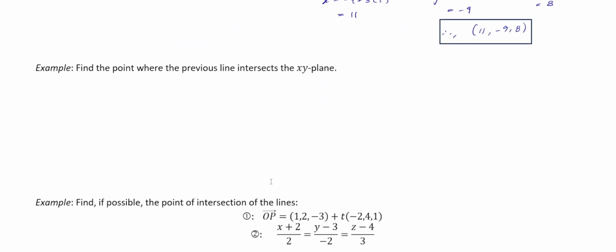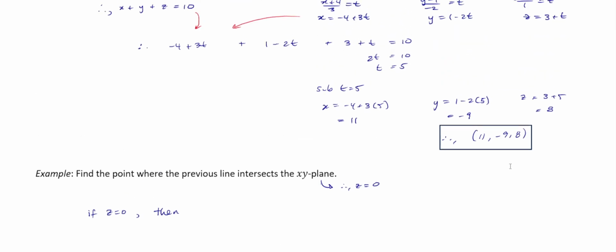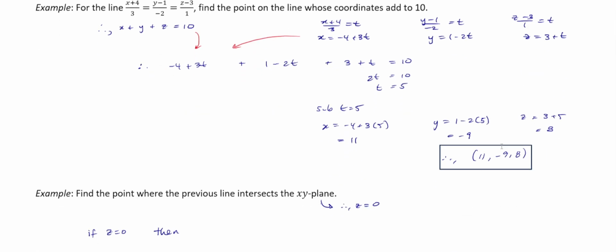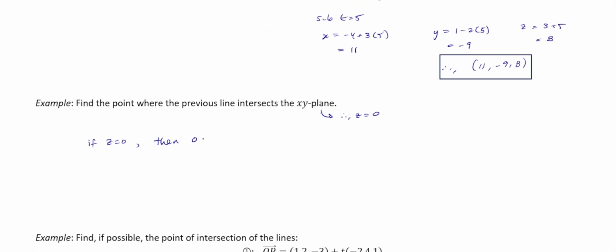Find the point where the previous line intersects the xy plane. Well, if it's intersecting the xy plane, that means that z has to be equal to 0. So I'm just going to quickly write right here that, therefore, z has to be equal to 0. Okay, so if z is equal to 0, then I'm going to take my parametric equation for z. Z is equal to 3 plus t. 0 is equal to 3 plus t, and t is therefore equal to -3.